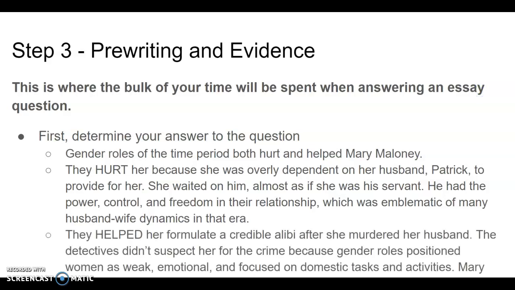I'm also going to say that it helped her. It helped her form a credible alibi after she murdered him. It helped her be viewed by the detectives as weak, emotional, as someone who could not be the suspect. And in the end, Mary used that and led the detectives astray to look for the man who was responsible.